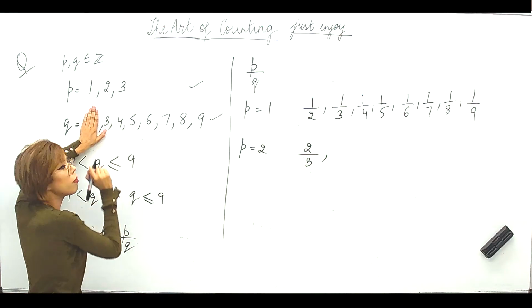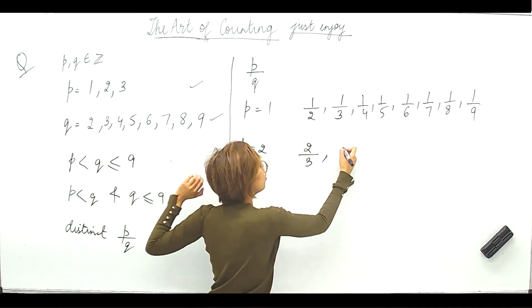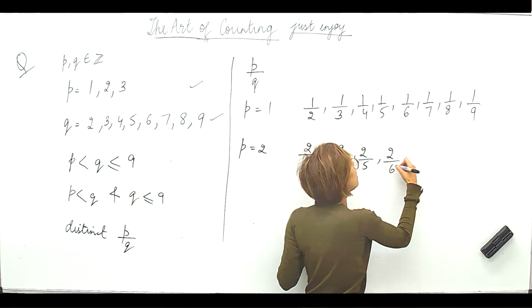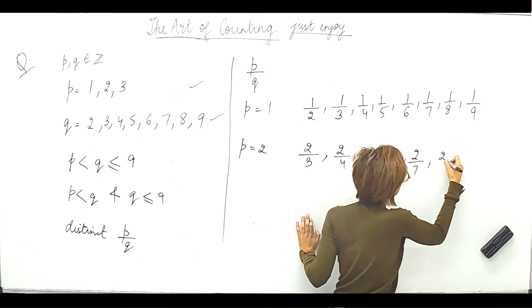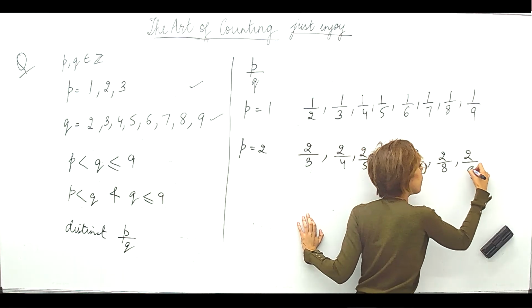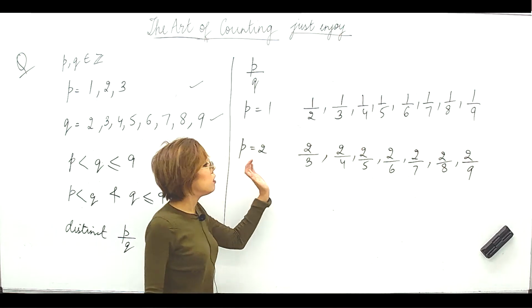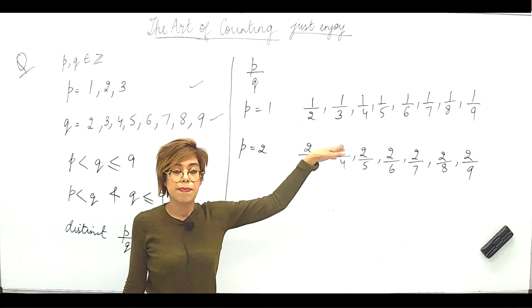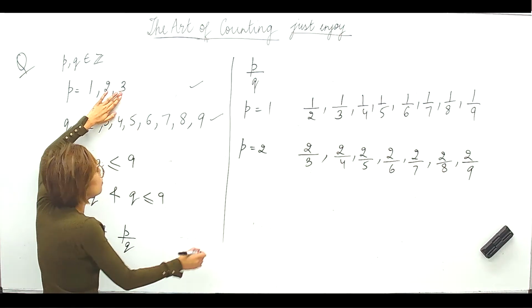How about 2 by 4? That is absolutely fine. 2 by 4, then 2 by 5, then 2 by 6, then 2 by 7, then 2 by 8, and then 2 by 9. Right? P is equal to 2. Now last, P is equal to 3.